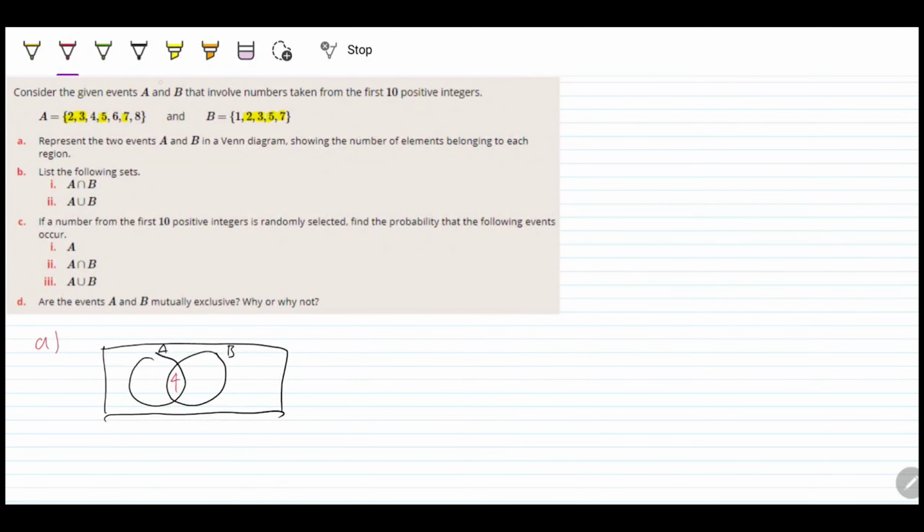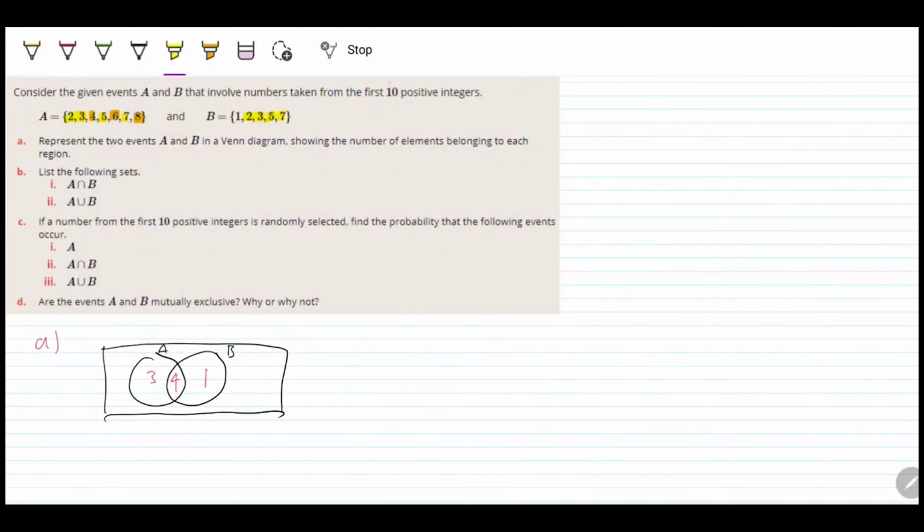Let's have a look at the elements which are unique to A. We've got 4, 6, and 8. So that means in my circle of A, we will have 3. And the elements unique to B are just going to be 1. So that's just going to be 1.